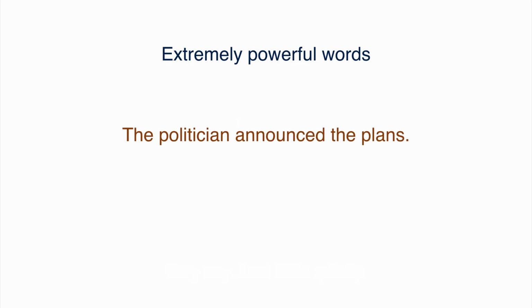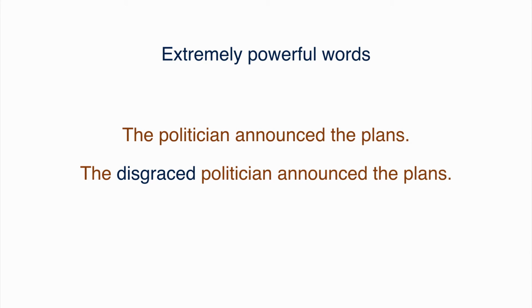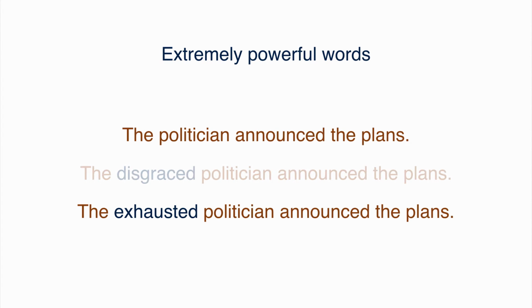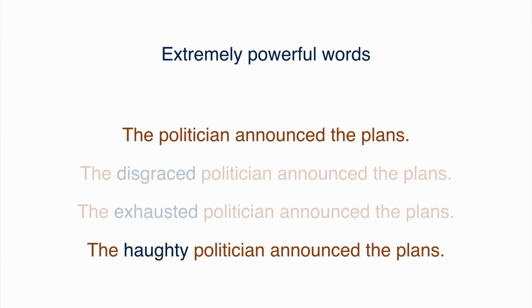Well, people will use carefully chosen words to affect how you interpret things and to shape the way you make meaning. What happens to your thoughts about the politician in the sentence when we describe them in different ways? For example, the disgraced politician announced the plans. Compare that to the exhausted politician announced the plans. Or the haughty politician announced the plans. If you're not sure what haughty means, you might need to look that up in a dictionary.